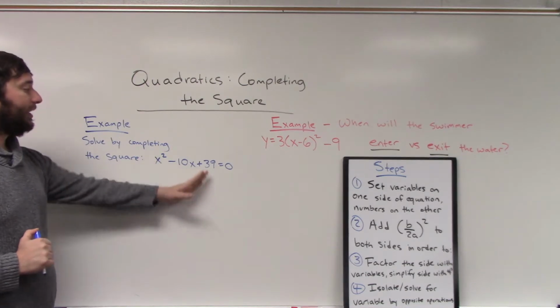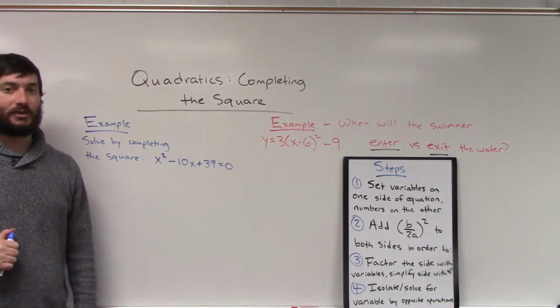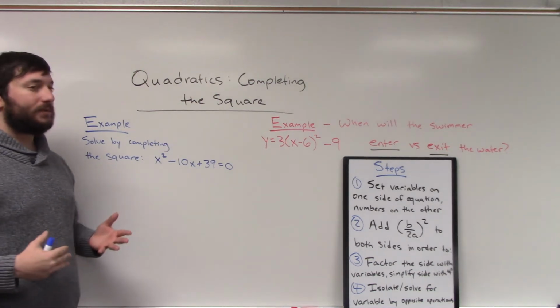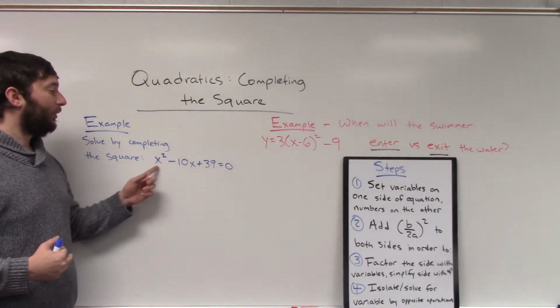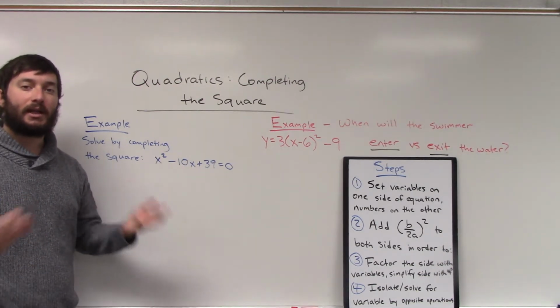So let's take an original problem here, x squared minus 10x plus 39 equals 0. What we might be tempted to do is factor this problem. What you're going to find though is that this trinomial, unlike the ones in our last video, cannot be factored.